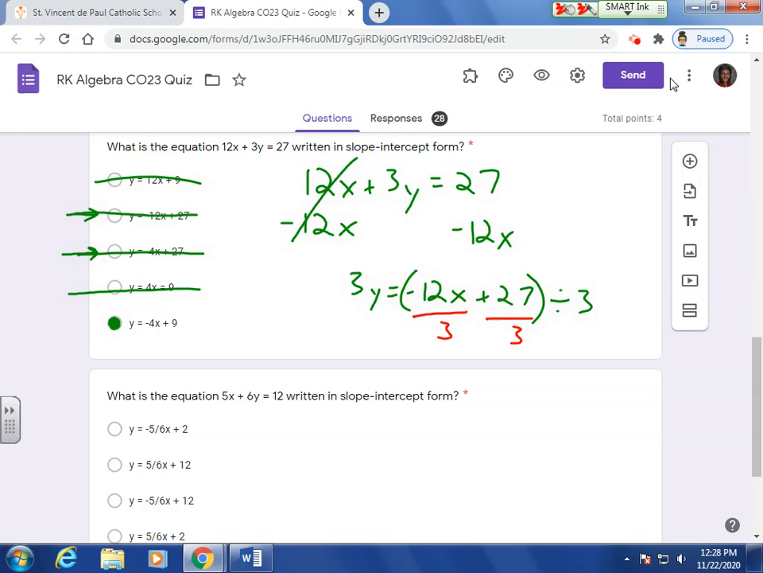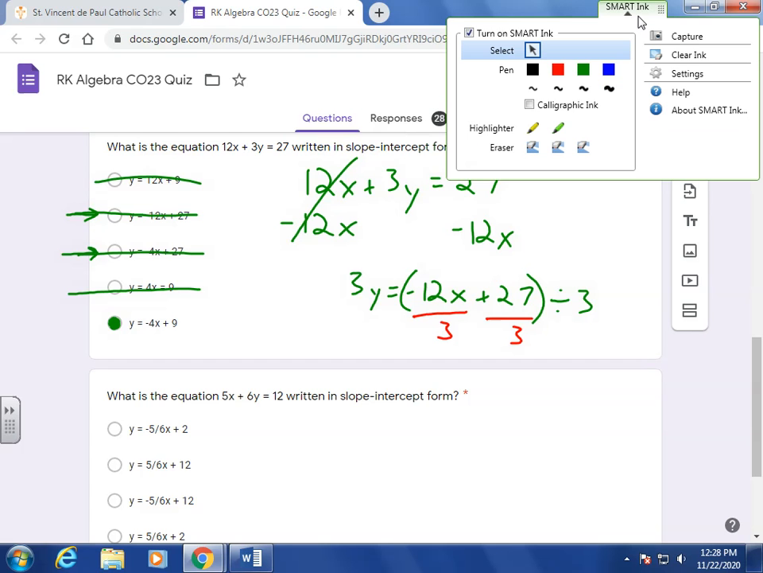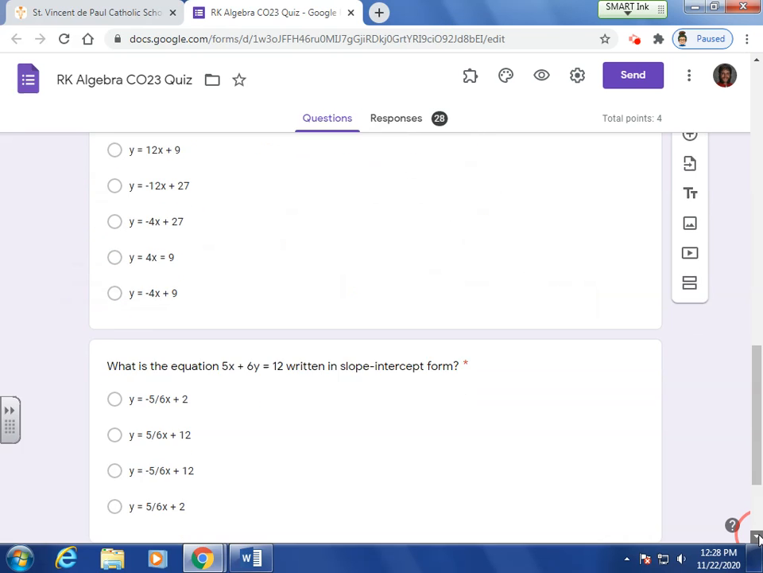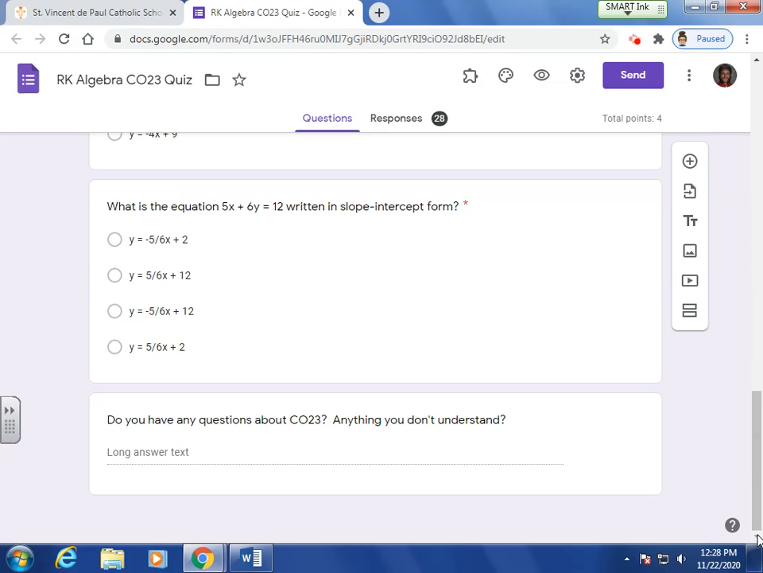Okay, very common mistake not to divide both terms by whatever the coefficient of y is. So it's happened before. I've seen it. We'll work through it together. We'll get to the other side. Things will be fine. But it's one of those things you need to remember. Okay. The next one, 5x plus 6y equals 12.